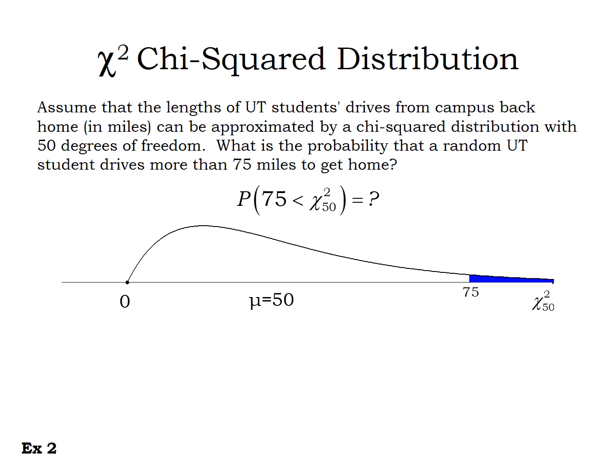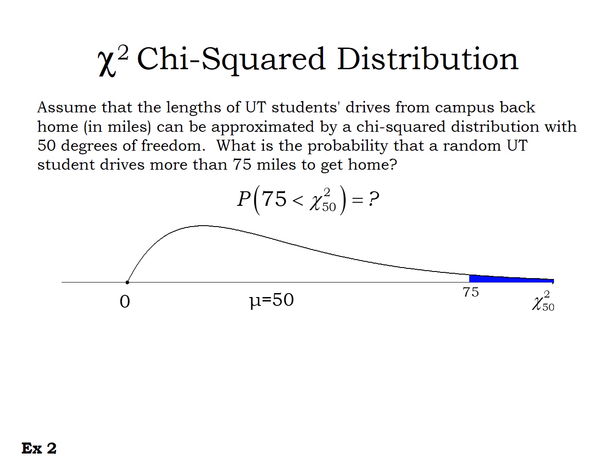So my chi-square graph starts at 0, right? Long tail on the right-hand side. And chi-squared with 50 degrees of freedom tells me the mean is going to be 50. And we want the probability that our chi-squared score, or our number of miles, is higher than 75. So over here on the right-hand side, we're going to shade in everything to the right of 75.